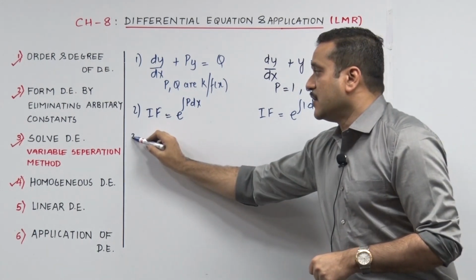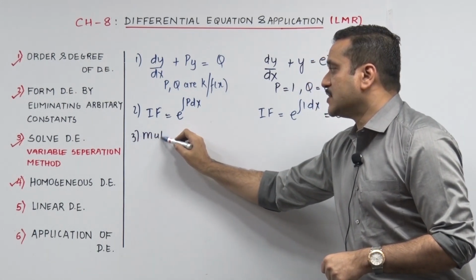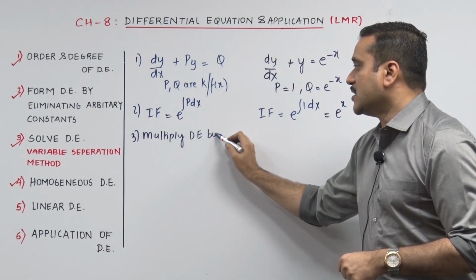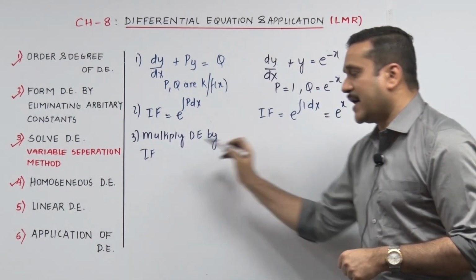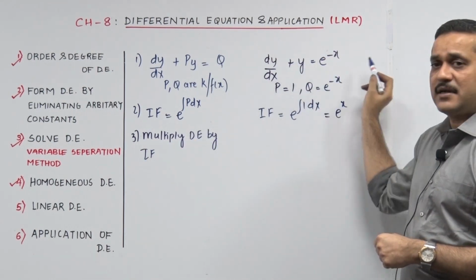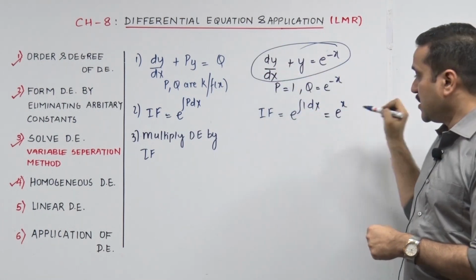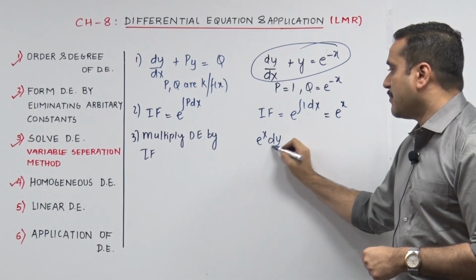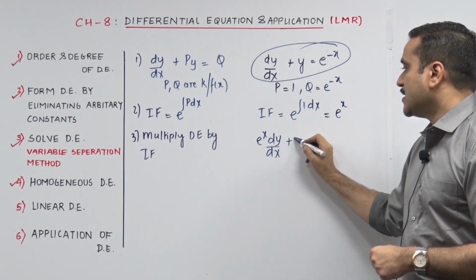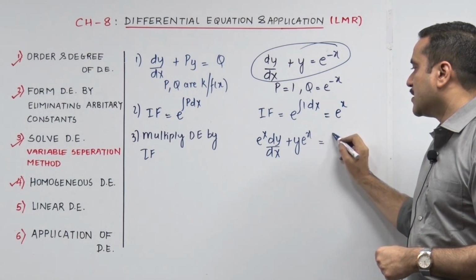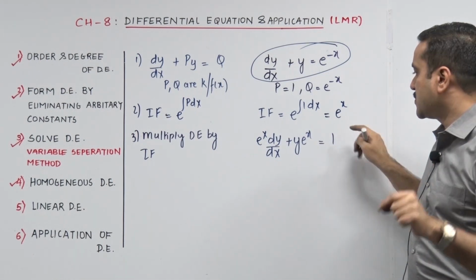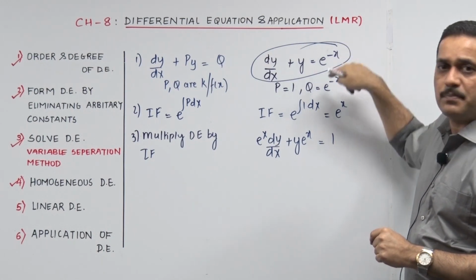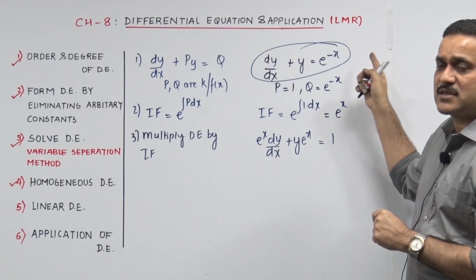Third step, you multiply your entire differential equation by the integrating factor. So in my sum I need to multiply my entire differential equation with the integrating factor e raised to x. I am on e raised to x dy by dx plus y e raised to x is equal to 1. Now maybe viewers out there are a bit confused, how did 1 come here? The moment you multiply this with e raised to x, that's 1 upon e raised to x, and when you multiply with e raised to x, that goes 1.